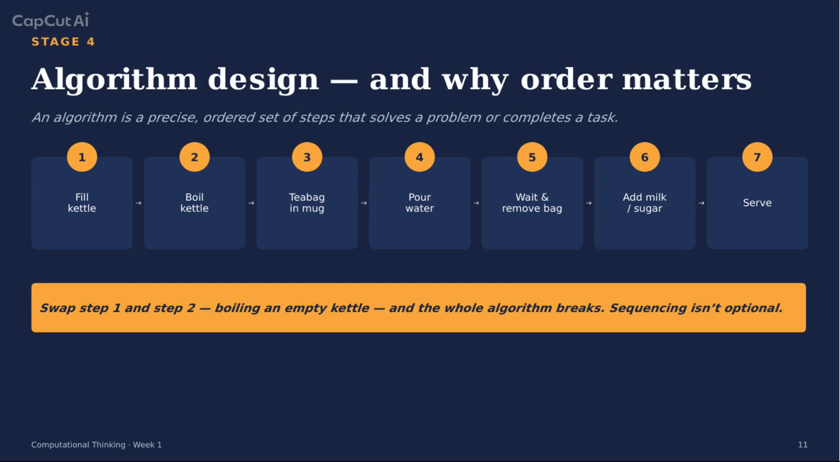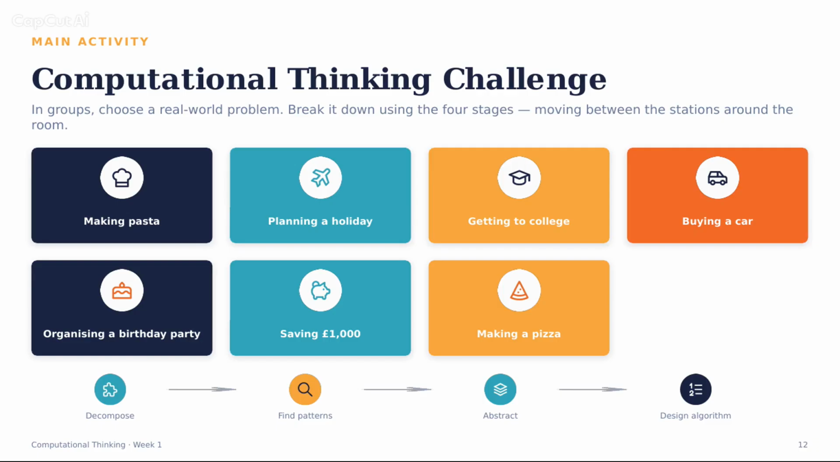So here's a challenge for you to actually practice this. Pick one of these real-world problems: making pasta, planning a holiday, getting to college, buying a car, organizing a birthday party, saving £1,000, or making a pizza. Pause the video and run it through all 4 stages. Decompose it, look for patterns, abstract away the irrelevant detail, and design the algorithm. If you're doing this in a group, physically move between stations for each stage. This is where the theory actually becomes a skill.